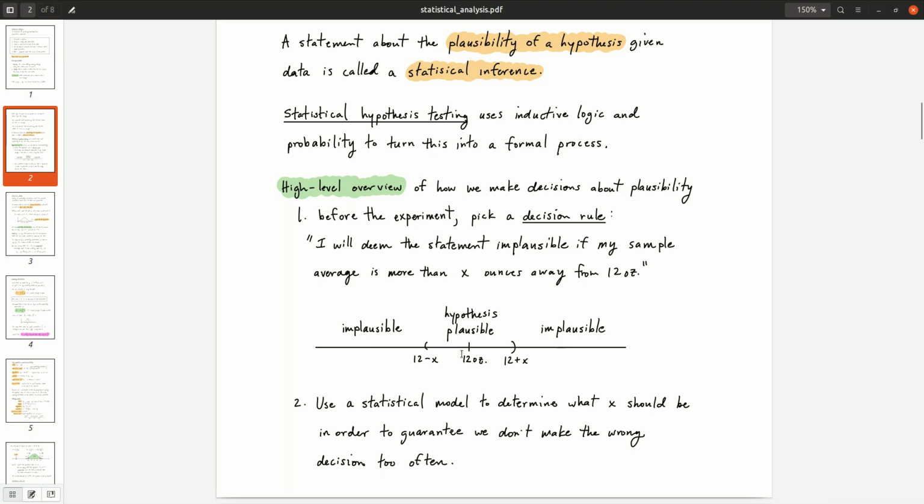For example, if I made X really small and only deemed it plausible if it was right near 12 ounces, I could, just by sample variability, get something outside of that range. Even if the hypothesis was actually true, I could say it's implausible, and that would be the wrong decision. Likewise, if I made it too wide, I would very rarely be saying that the hypothesis is implausible. So we want to be careful about how we pick this X, and there's a formal process for doing that.